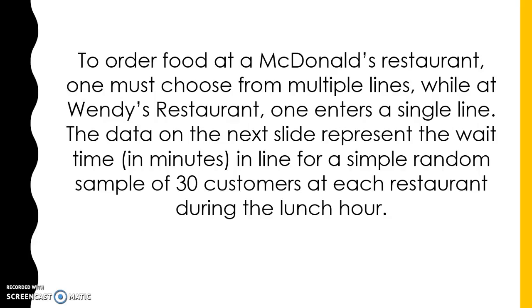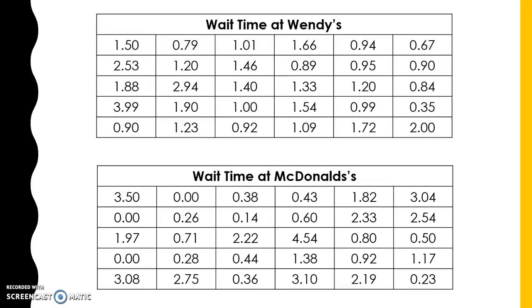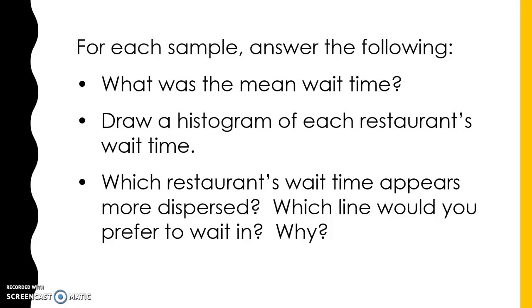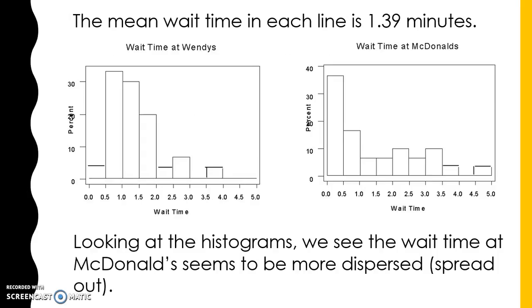To order food at McDonald's, one must choose from multiple lines, while at Wendy's, one orders from a single line. There are still McDonald's that have single lines, but just for the example, we're going to look at multiple lines. We have some data that represent the wait time in minutes for a simple random sample of 30 customers. So there's our data. For each sample, we want to look at the mean wait time, draw a histogram, and then look at which restaurant's wait time appears to be more dispersed. By dispersed here we mean more spread out, and which line will we prefer to wait in and why.